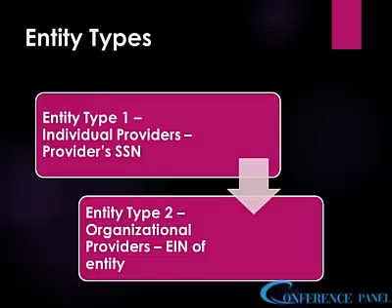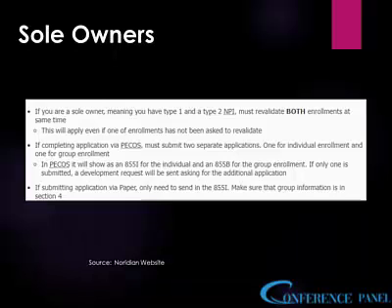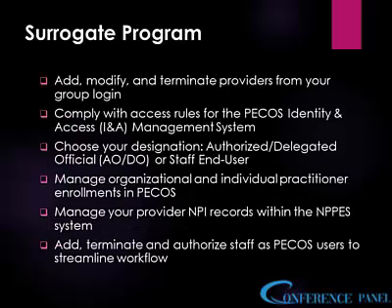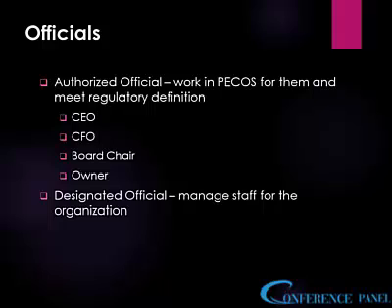So then we get into the actual revalidation. So just verify that your entity type is correct when you're revalidating, and if it's not, then you obviously want to get that updated. So I talked about surrogacy. So the surrogate program is very important. If you do not have surrogate access, you need to get it. So surrogate, if you're an authorized surrogate, then you can add, modify, or terminate providers from the group. So if you've got a group practice, this is really important because you've got to keep those things updated regularly. As far as officials, again, you'll kind of want to know these things as we're looking at the applications. So an authorized official is someone that can work in PECOS for or on behalf of the provider or the organization.